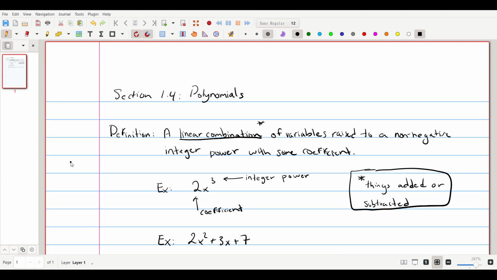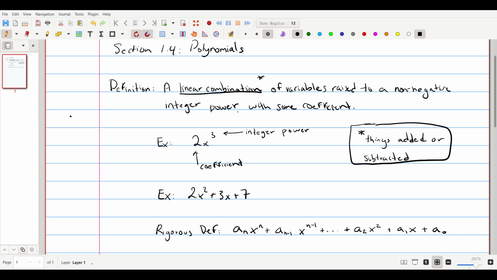And so, what is a polynomial? Well, the word poly in polynomials means many, and nomials means terms, so many terms. So, the definition of a polynomial is a linear combination of variables raised to a non-negative integer power with some coefficient. Okay, if that just sounds like hogwash to you, that's totally fine.